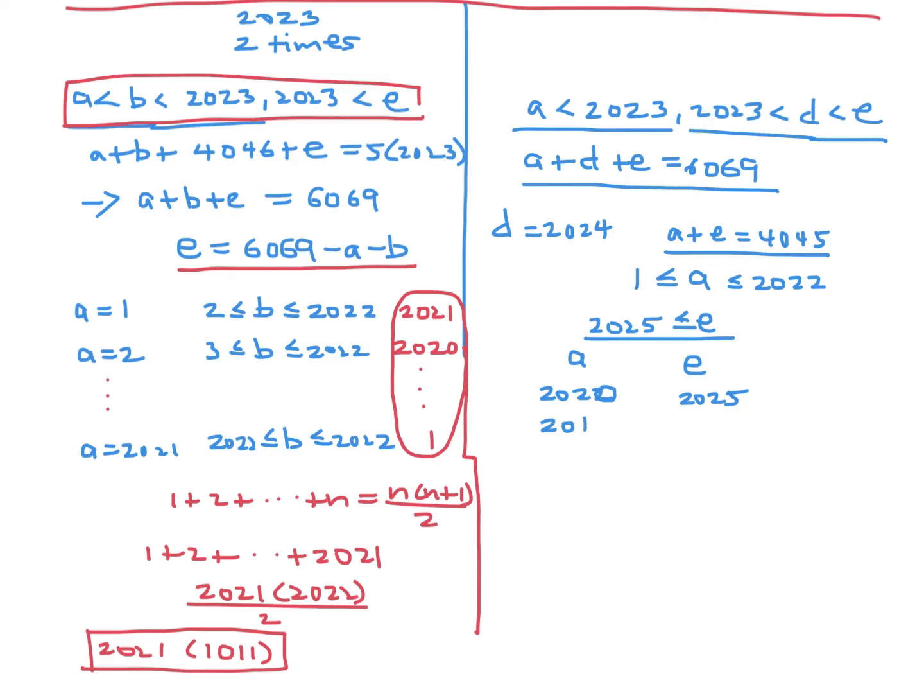Okay, so if I keep going down, this will be 2019, and this will be 2026, and then keep on going all the way down to 1. This is going to be 4044. So as you can see, this will give me a total of 2020. And that was for D equals 2024.